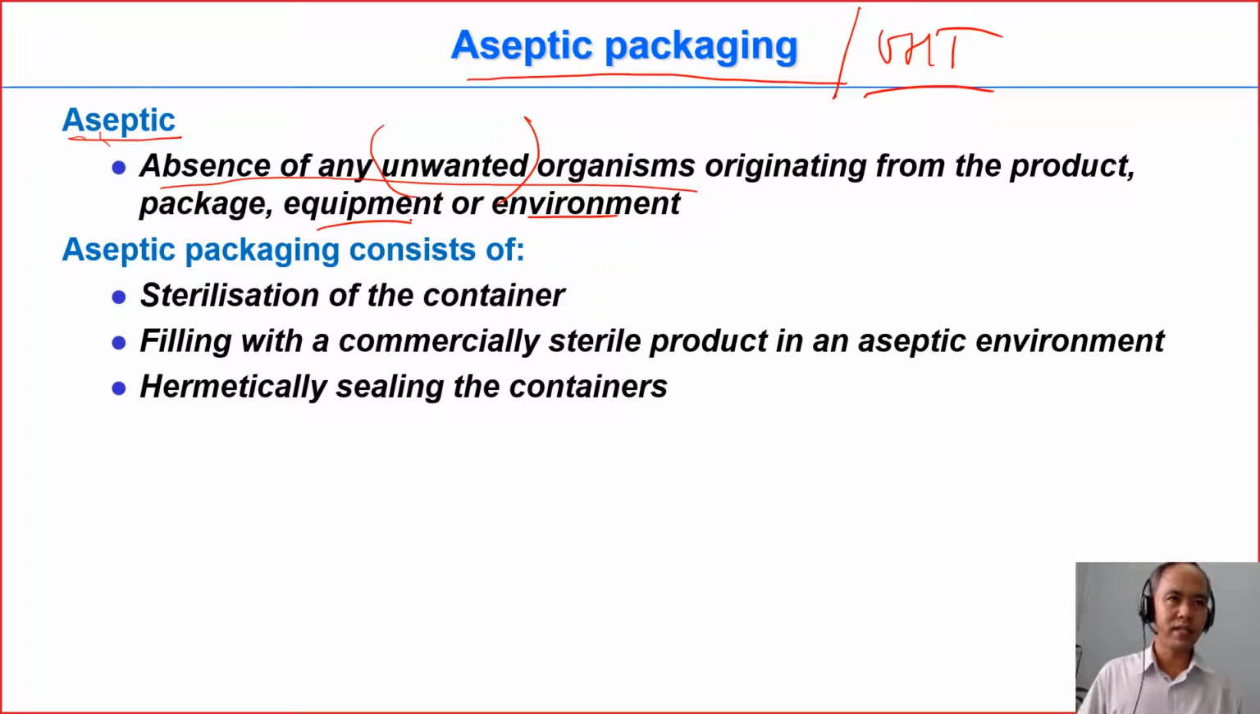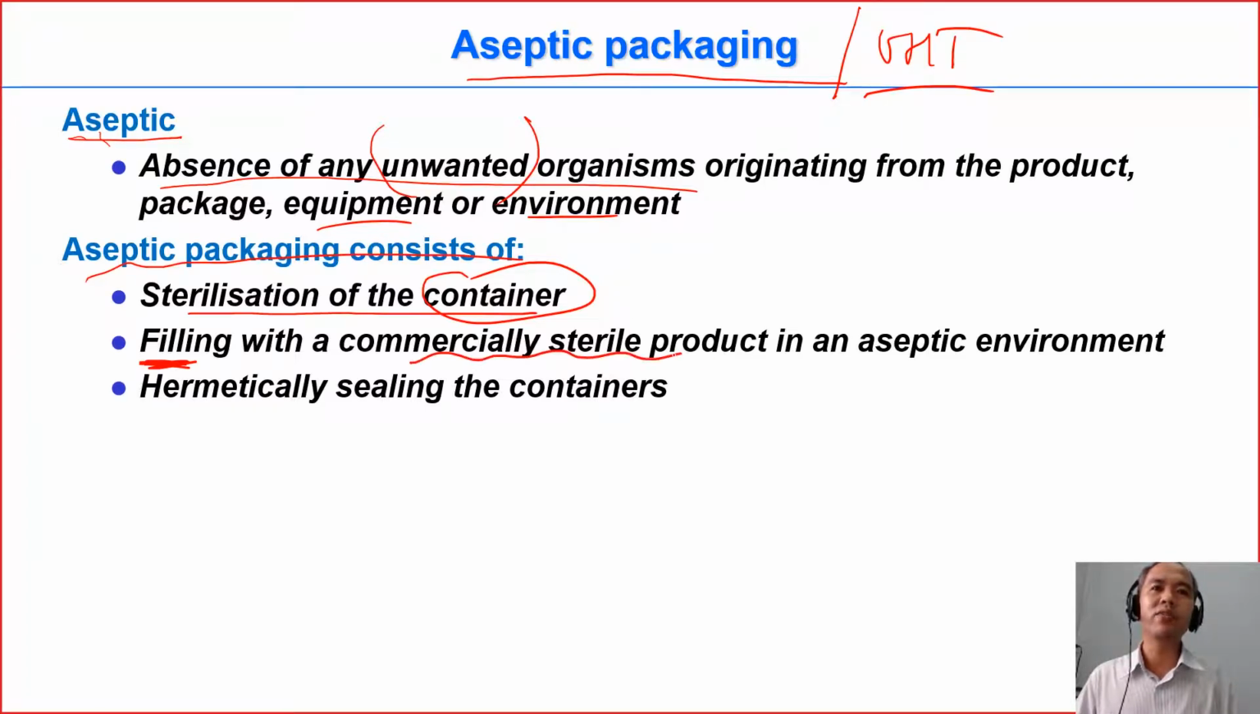No microorganism. So aseptic packaging consists of sterilization of the container. We need to sterilize the packaging material first. We need to sterilize the container first. And then after that we do the filling, but the product has been sterilized already. Commercially sterilized products. I don't know if I explain this well, because theoretically you cannot say you have a sterilized or sterile product, but you can use the word commercially, meaning it's already safe for the public.